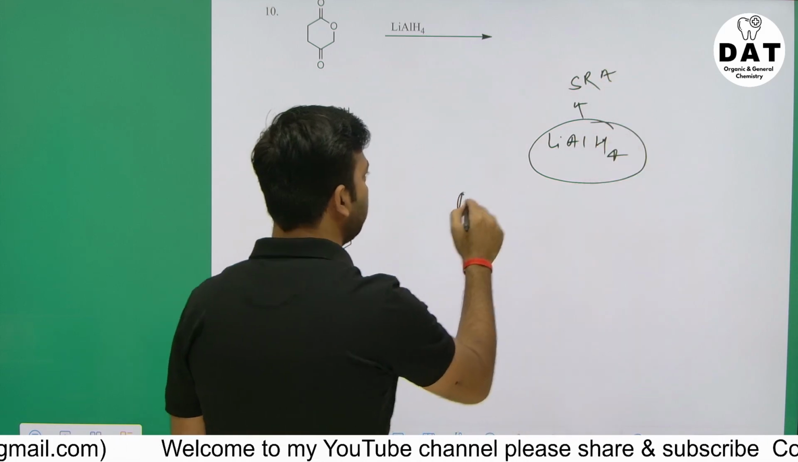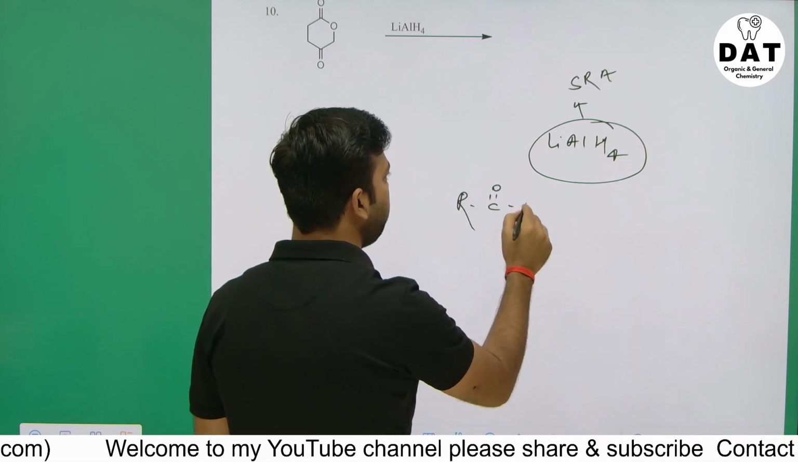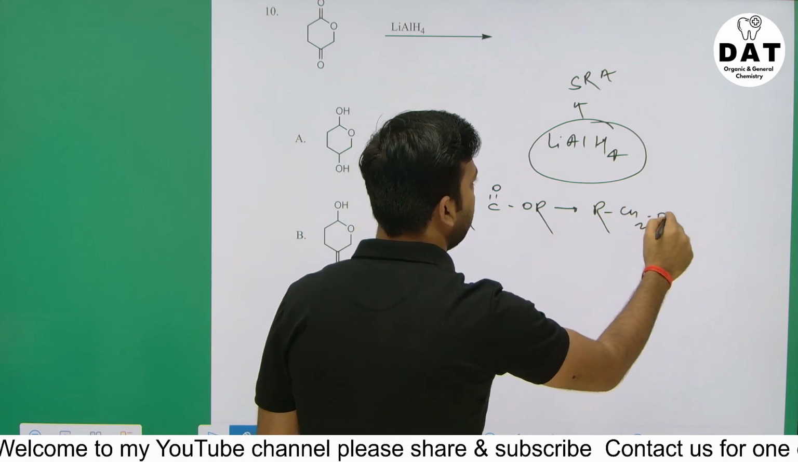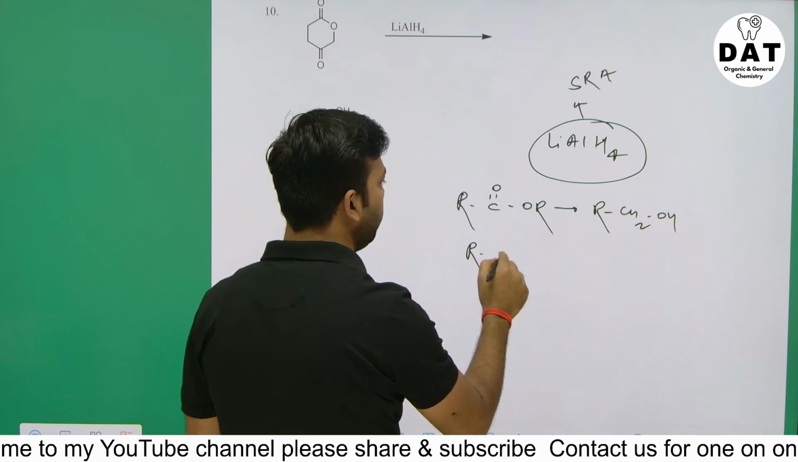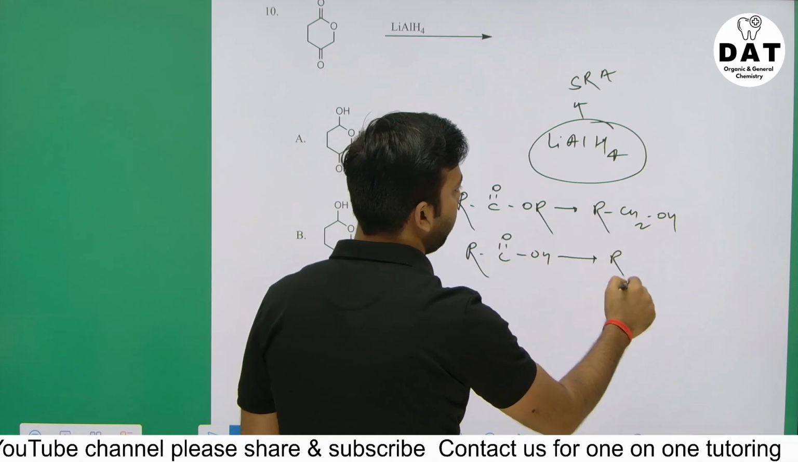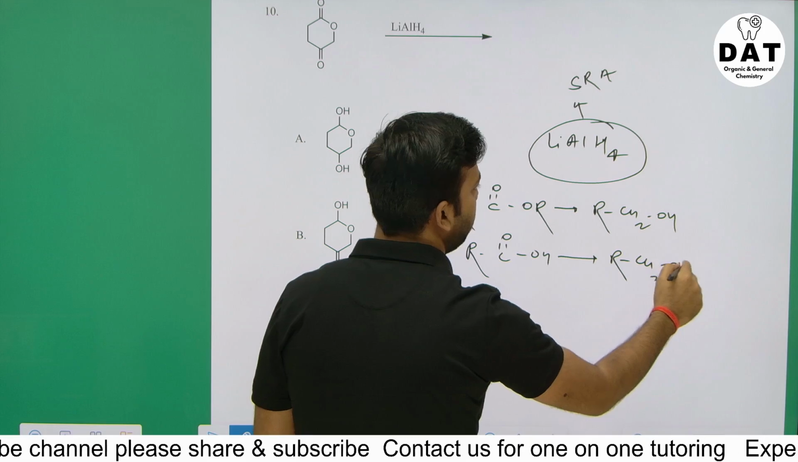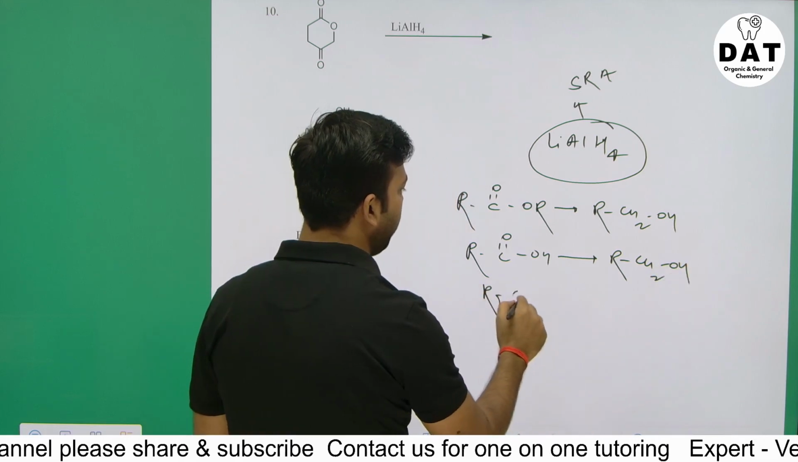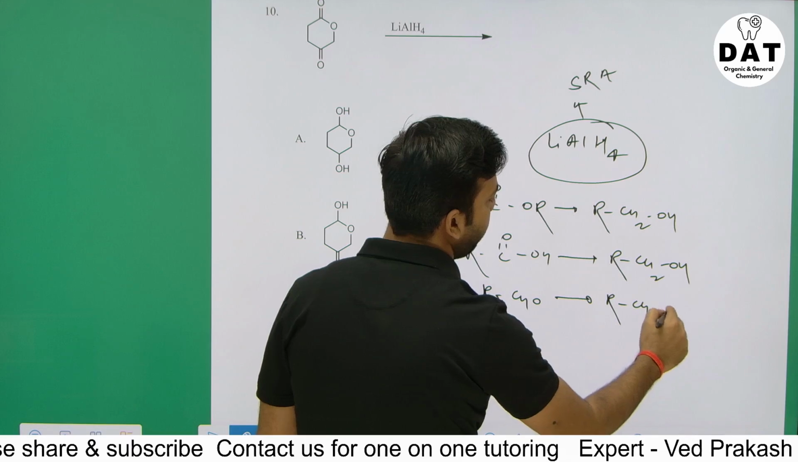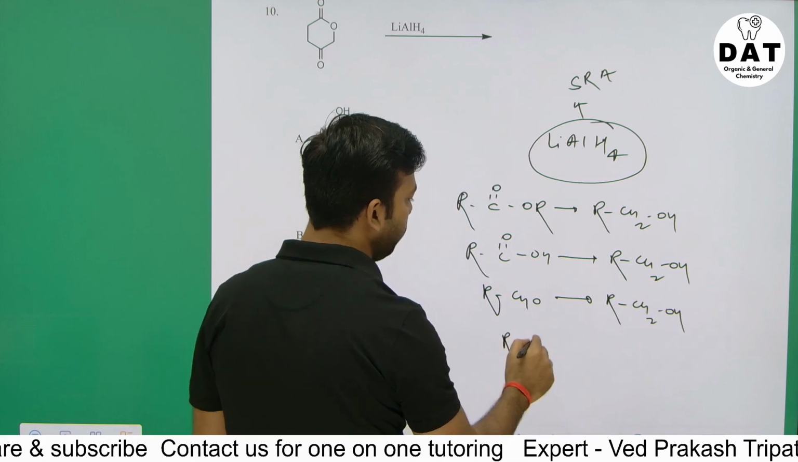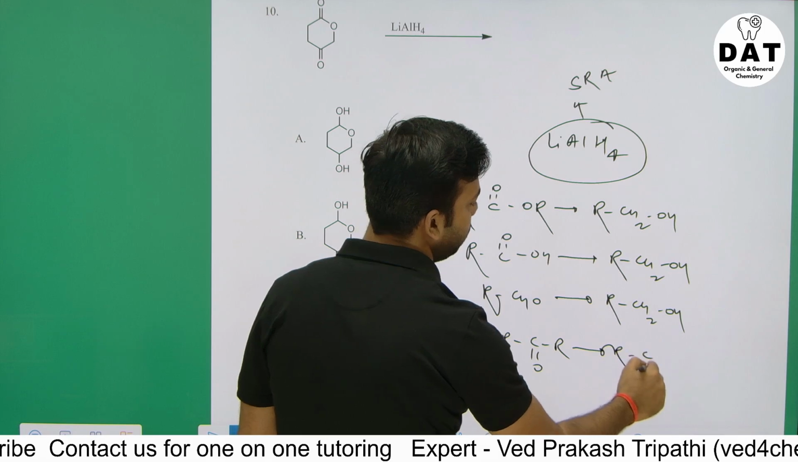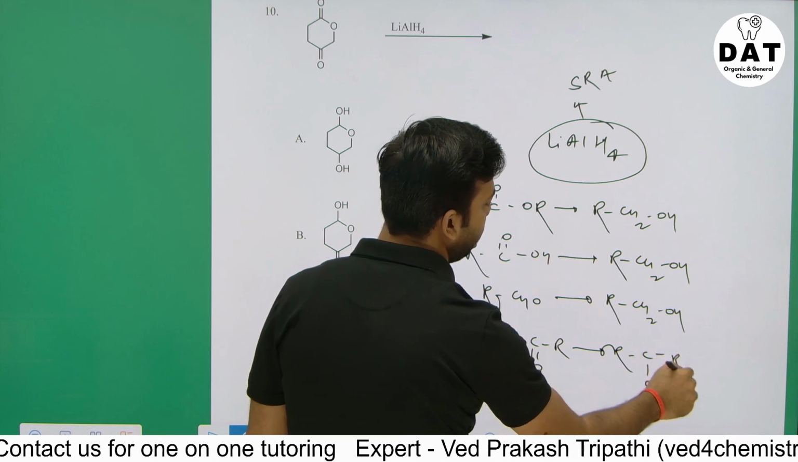It can reduce ester into primary alcohol. It can reduce acid into primary alcohol. It can reduce aldehyde into primary alcohol. It can reduce ketone into secondary alcohol. Ketone into secondary alcohol. Okay.